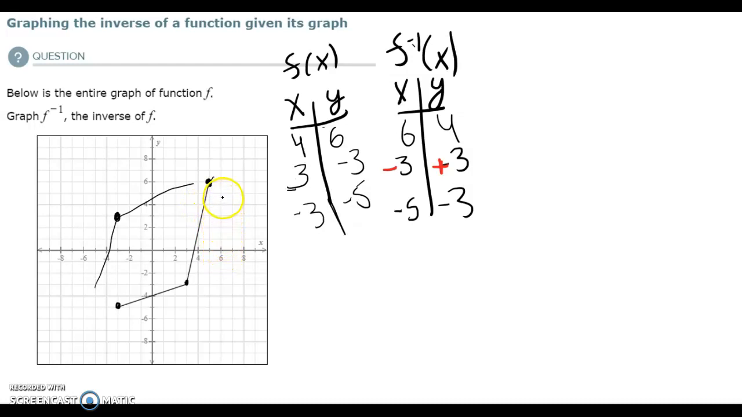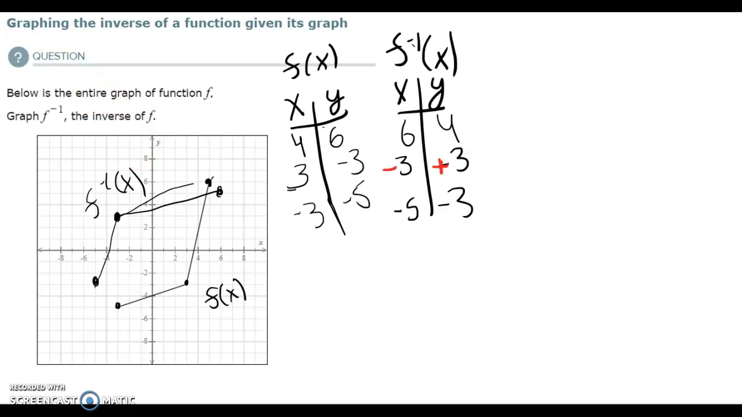Oh, sorry, my 6, 4, my -5, -3. I do not know why it keeps taking away that dot. So this one would be my inverse function. This one would be my original function.